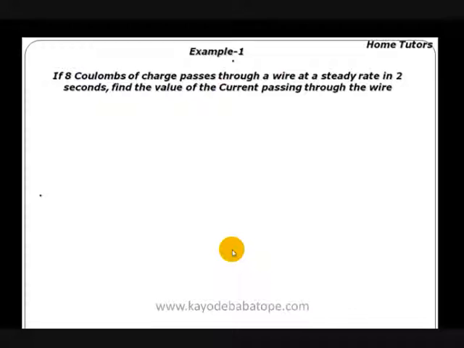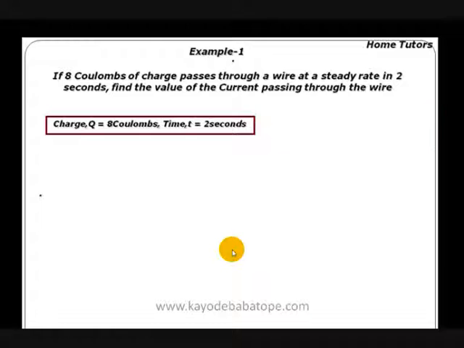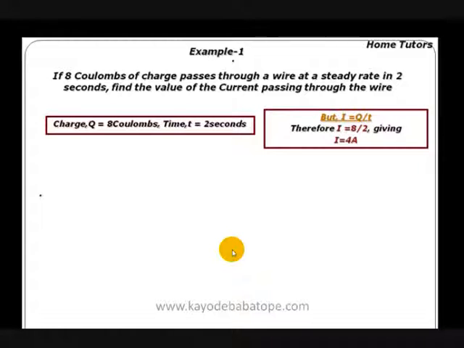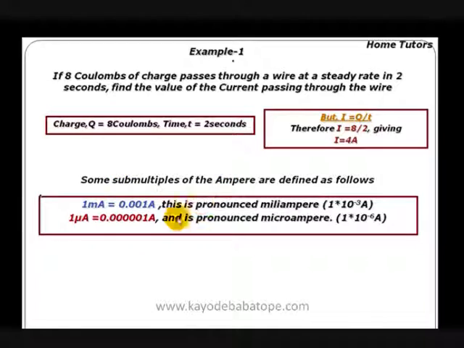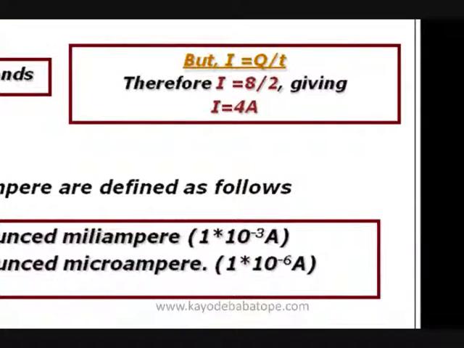Example 1. If 8 coulombs of charge passes through a wire at a steady rate in 2 seconds, find the value of current passing through the wire. Simple. I equals Q over T. Therefore, I equals 8 over 2, which equals 4 amperes. Some multiples of the ampere are defined as follows. We have the milliampere, which is 0.001 A, and the microampere, which is 1 times 10 raised to the power minus 6 ampere.